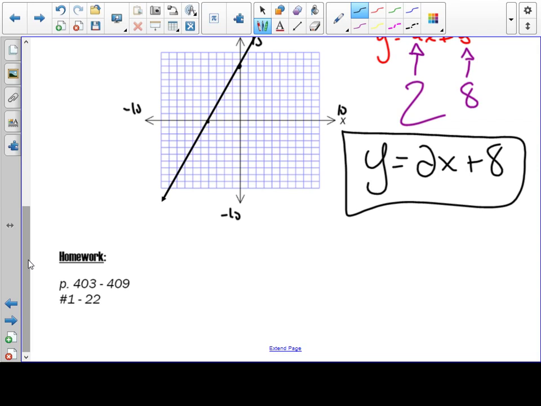For homework, you're going to be doing numbers 1 to 22 on pages 403 to 409. Make sure to get as much practice as you can.